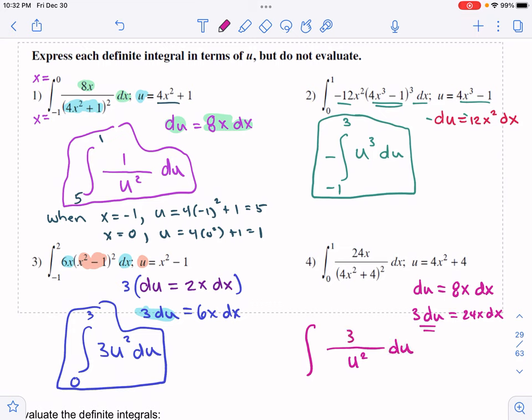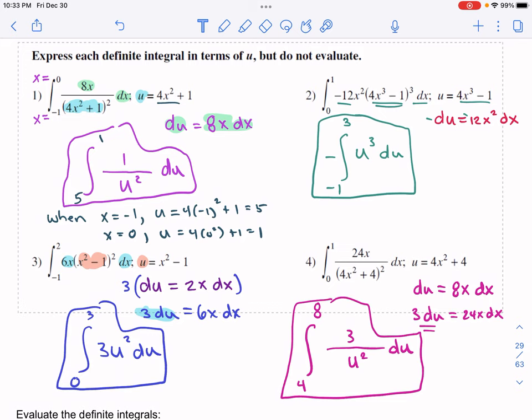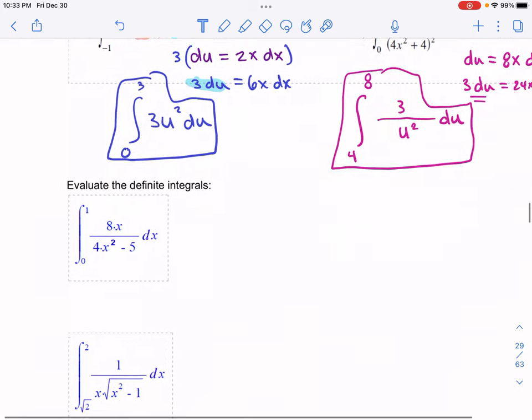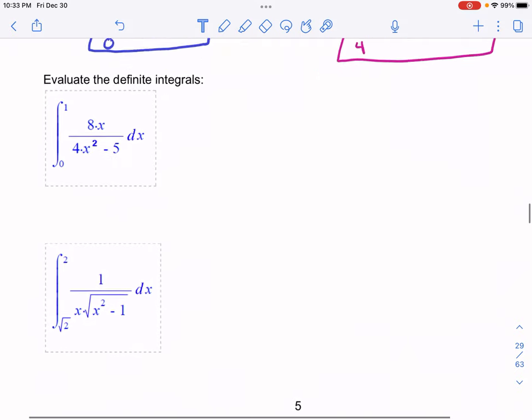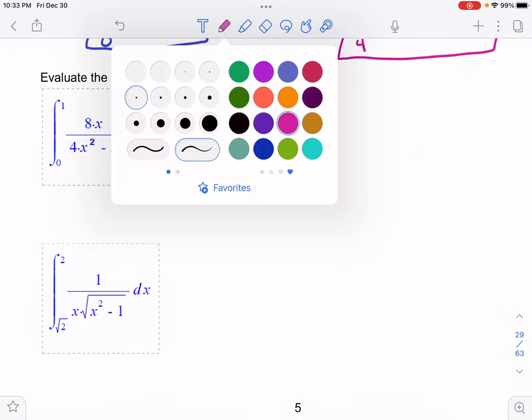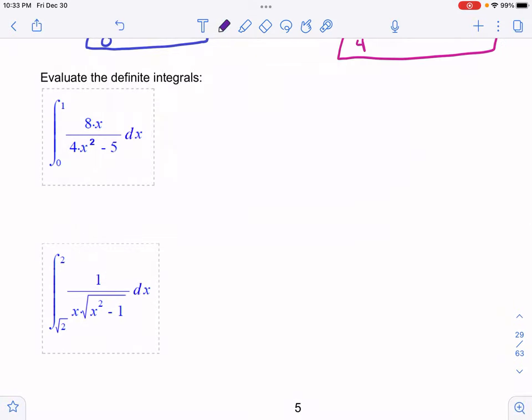When x is 0, u is 4 times 0 squared plus 4, which is 4. When x is 1, u is 4 times 1 squared plus 4, which is an 8. Okay, and so then we would proceed and do this simpler definite integral rather than the original more complicated one. So let's do 2 examples full out, and that'll be enough, I think, for definite integrals here.